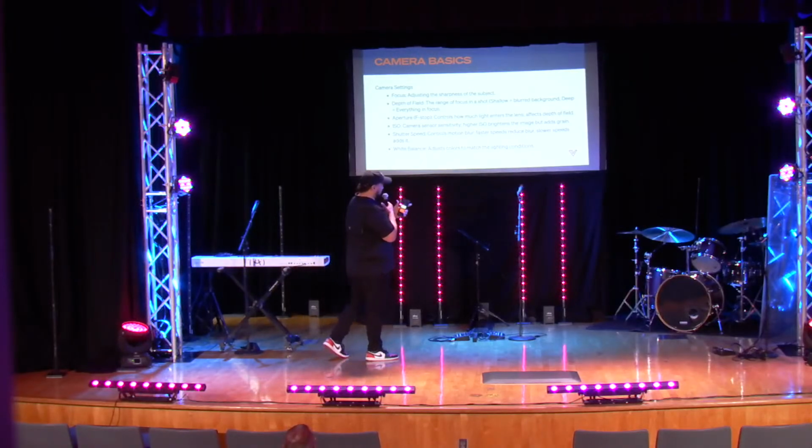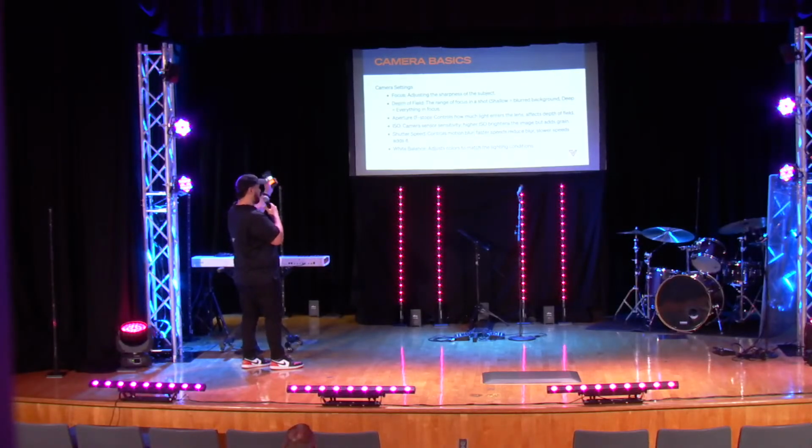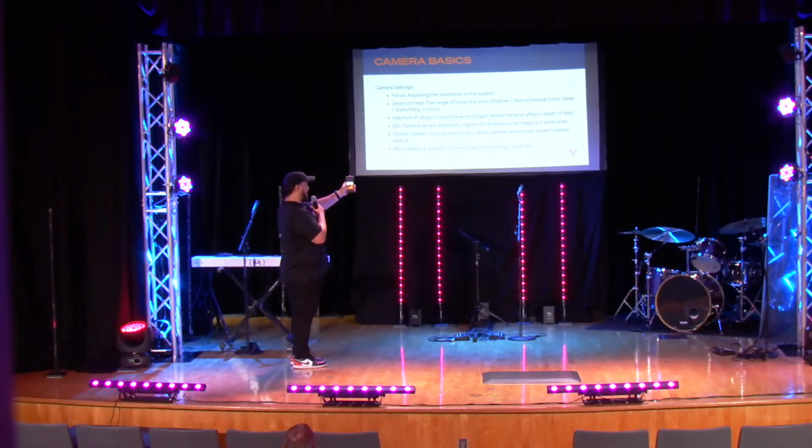Shallow means blurred background. Deep, everything's in focus. It's hand in hand with f-stop, aperture. Aperture controls how much light enters a lens, and it affects the depth of field.